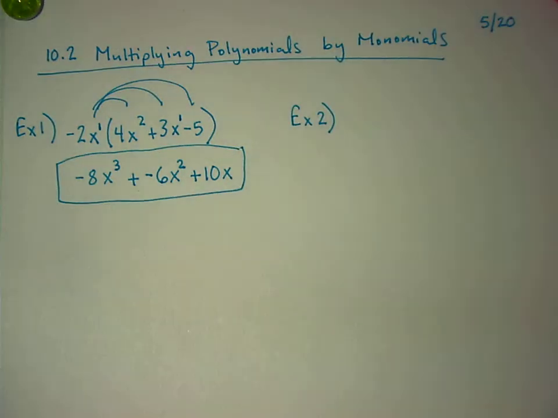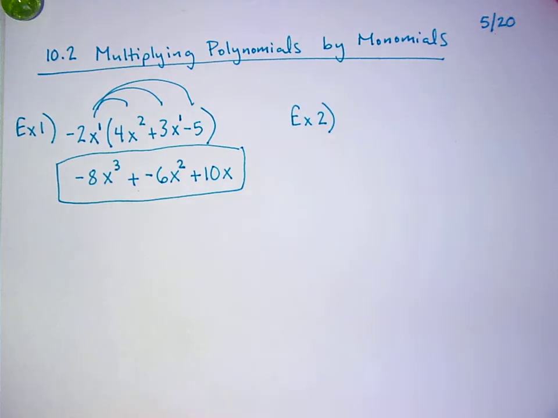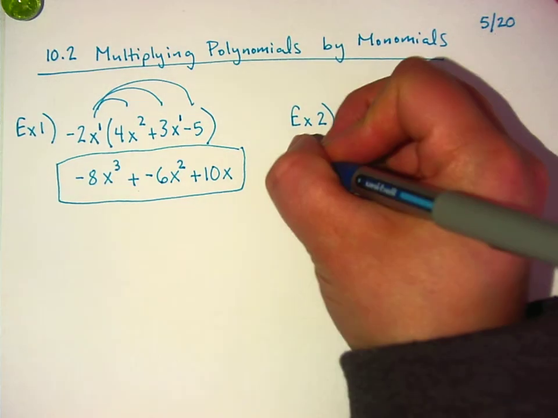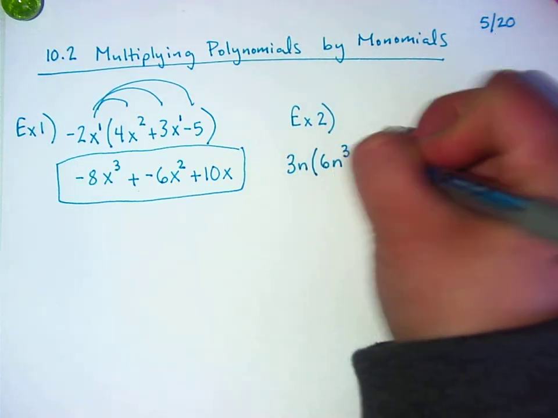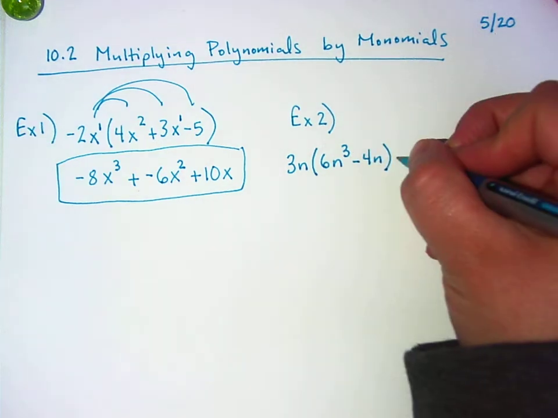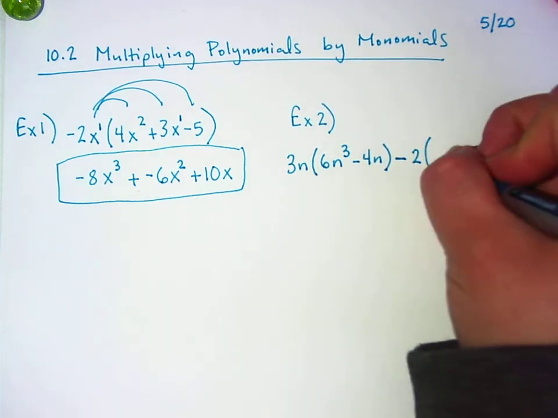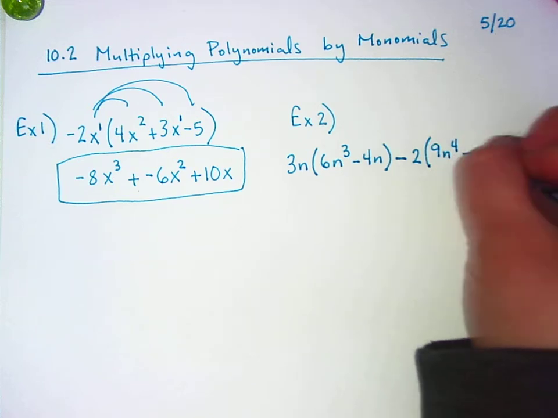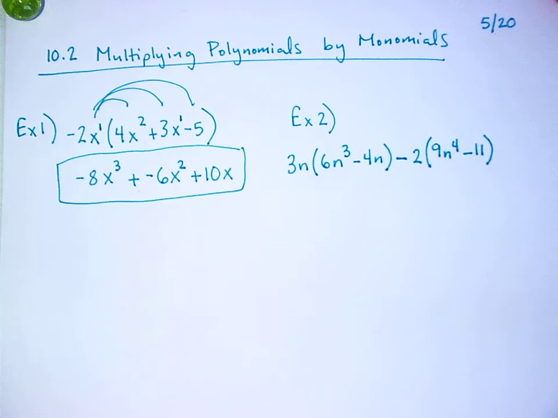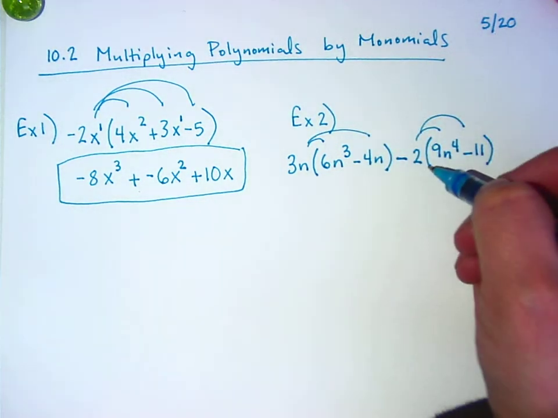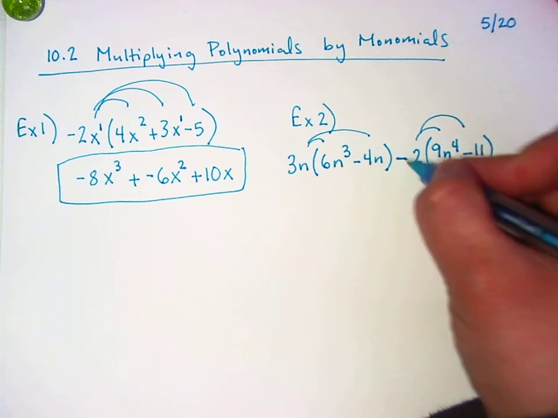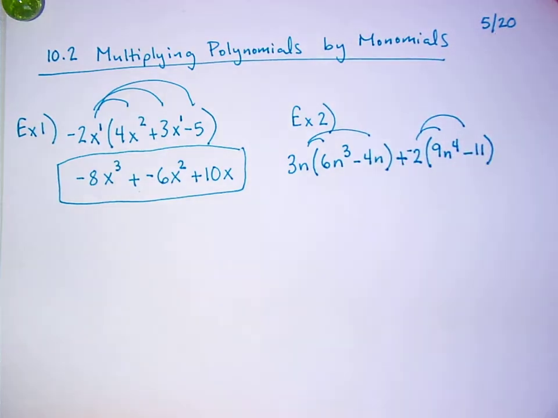This will be a combination of kind of yesterday's assignment and almost like last chapter a little bit. Okay. This one is going to be a little bit more challenging. Write it down. 3n, parentheses, 6n to the 3rd minus 4n, parentheses, and then a minus 2, parentheses, 9n to the 4th minus 11, parentheses. So here's what's going to happen. With your partner, you're going to distribute here and here, here and here. Remember, look up, look up. You are distributing a negative 2, not a positive 2. And then you need to combine like terms, okay?